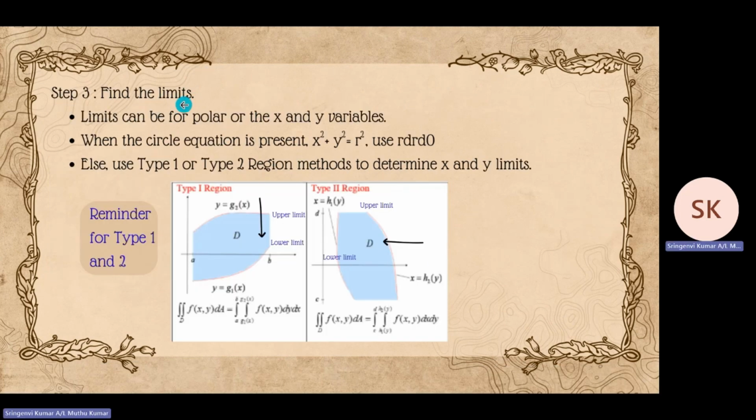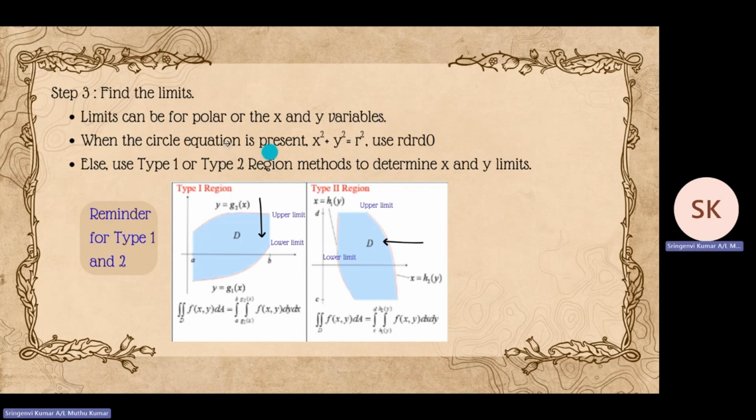How do you find your limits? It can be either polar or x and y variables. You will know that the model is in polar form because of the circle equation, x squared plus y squared equals r squared. Maybe your r squared can be 16, which means the range of your radius is from 0 to 4. And your theta, by default unless stated, will be 0 to 2 pi because it's a full circle.